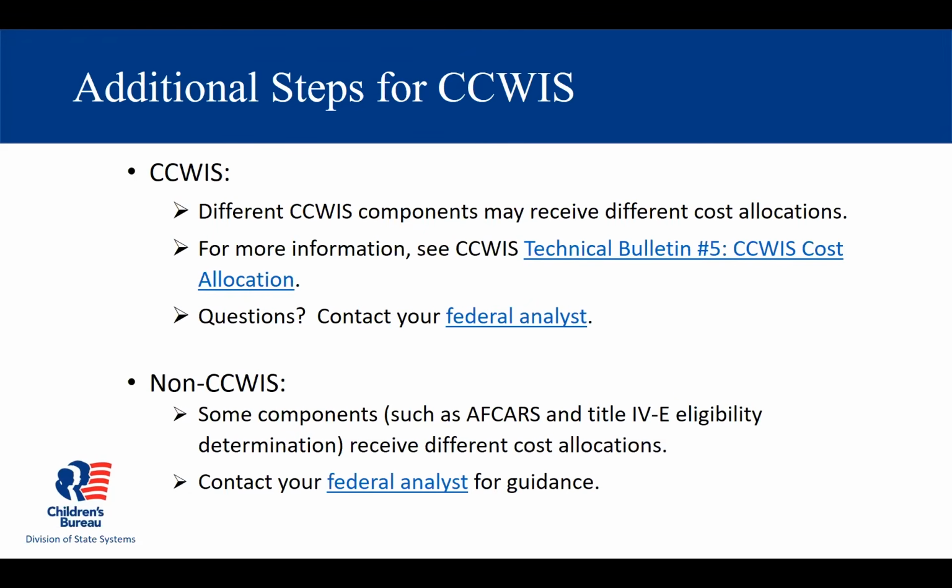Also, if you are doing a non-CCWIS system, and there are a number of states who have non-CCWIS systems, there are still components that will have different amounts of costs allocated to Title 4E. For instance, components such as AFCARS and Title 4E eligibility determination will be allocated at a different rate than other components of your non-CCWIS system. We don't have a technical bulletin that specifically addresses this, but once again, contact your federal analyst.